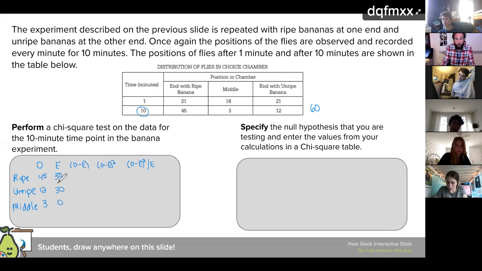We've addressed the ripe versus unripe with 0 flies in the middle, but what I would encourage you to consider is the possibility that some of the flies that we loaded into the middle stayed in the middle. And if we think of this as having 3 regions, a ripe side, an unripe side, and a middle, you could feasibly have something like this. 20, 20, and 20.